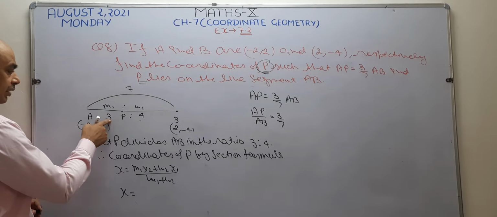Okay, I have to find the value of y. The formula for finding the value of y is (M1 y2 + M2 y1) upon M1 plus M2. Now M1 is 3. 3 into minus 4, minus 12, and 4 into minus 2, minus 8, upon M1 plus M2, means 3 plus 4. So this becomes minus 20 by 7. The value of y becomes minus 20 by 7. So the coordinates of P become minus 2 by 7 and minus 20 by 7. This is your answer. I hope it is clear.